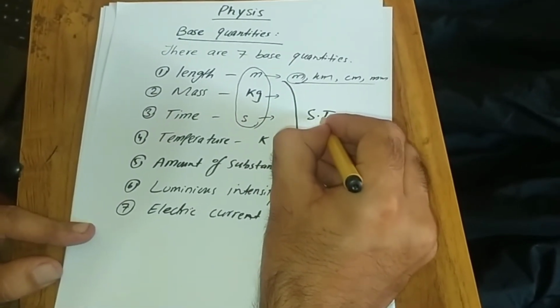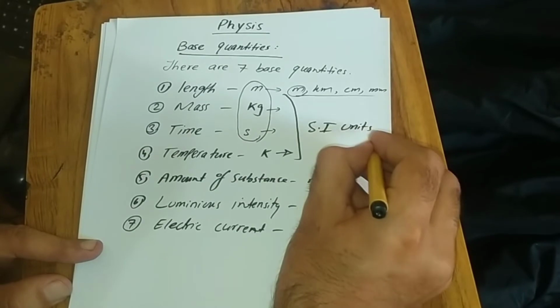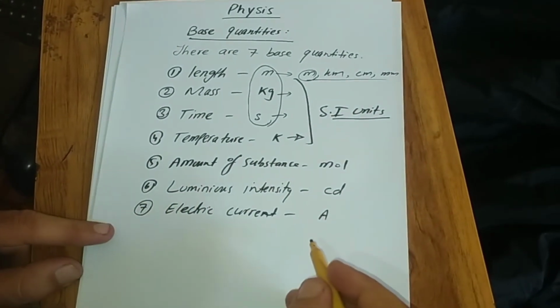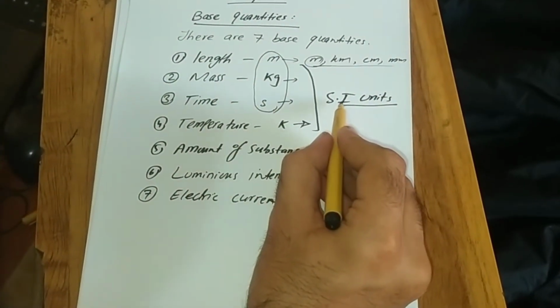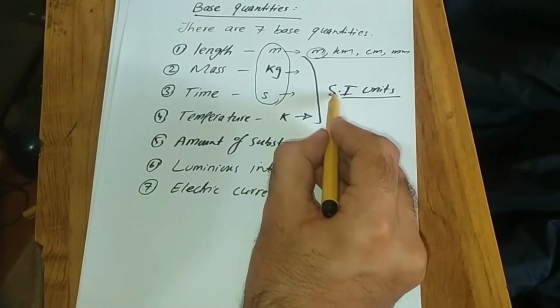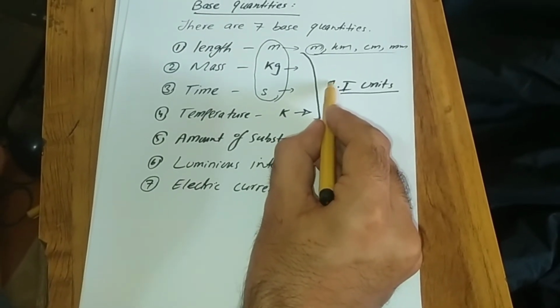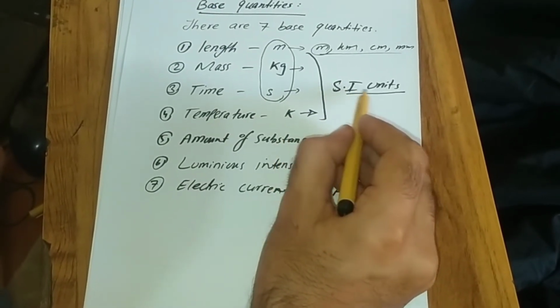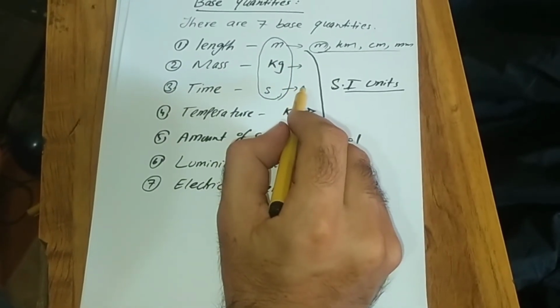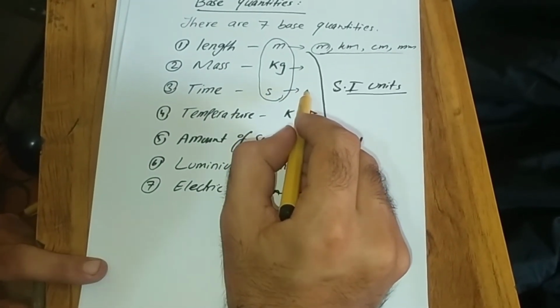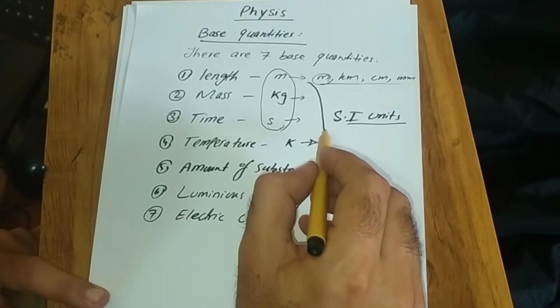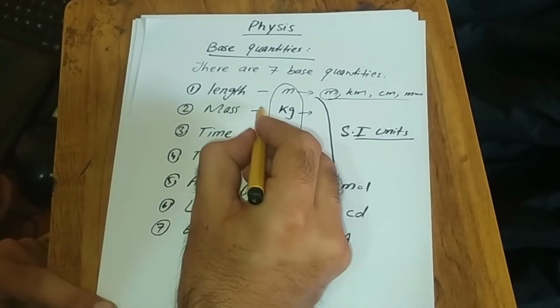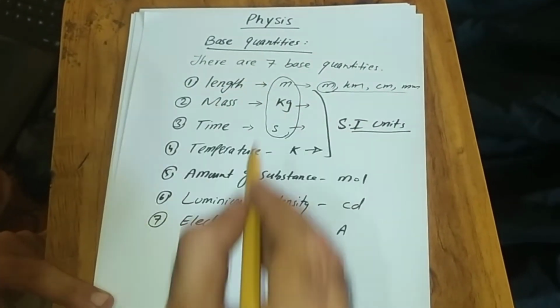These are called SI units. Remember, this is a very important concept. SI units are those units which are the system international units. The whole universe measures these units in SI units. That is why we always remember the SI units in calculating numericals, knowing the basic concepts.